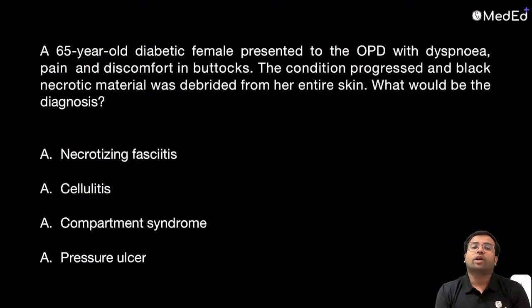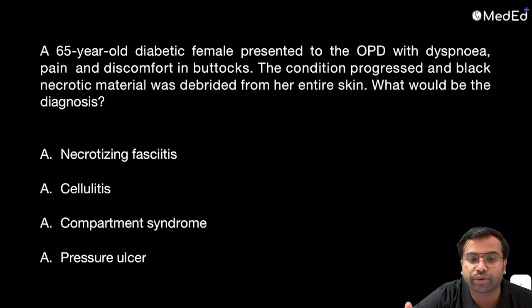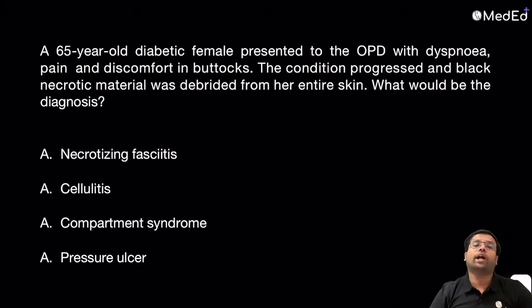A 65-year-old diabetic female presented to the OPD with dyspnea, pain, and discomfort in the buttocks. The condition progressed and the black necrotic material was debrided from her entire skin. What would be the diagnosis? Can you make a guess what is the diagnosis?